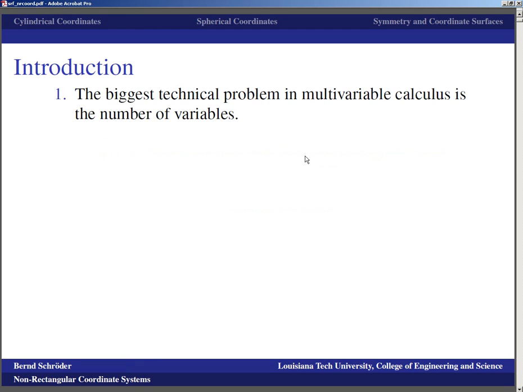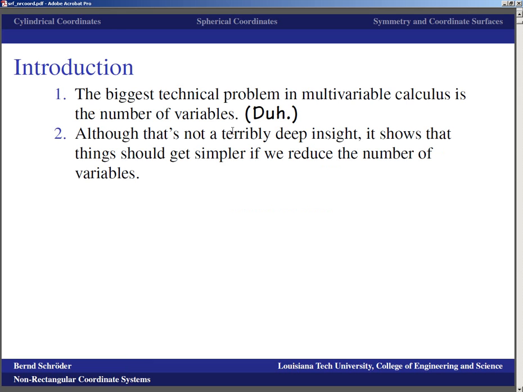So, basically, the biggest technical problem in multivariable calculus is the number of variables. Well, duh, right? That's not that hard to see, but even though that's not a terribly deep insight, it shows that things should get simpler if we just reduce the number of variables. So, for example, if you look at the function E of rho being 1 over 4 pi epsilon times 1 over rho, and if you have had electrodynamics already or are about to take it, this is the electric potential around a point charge that is scaled to size 1 at a distance rho away from the charge.